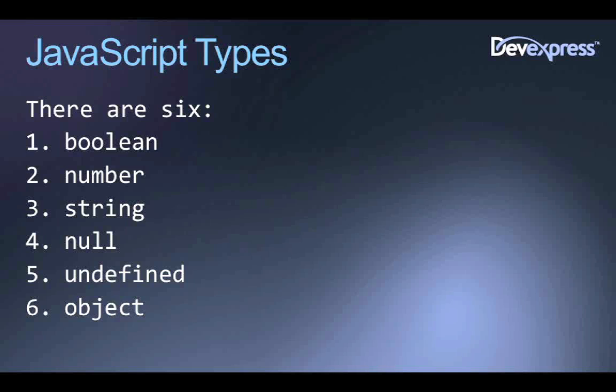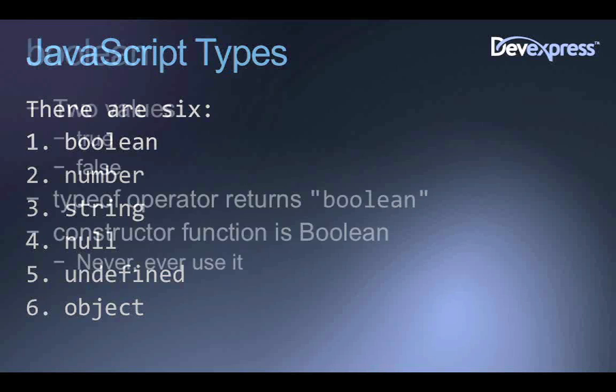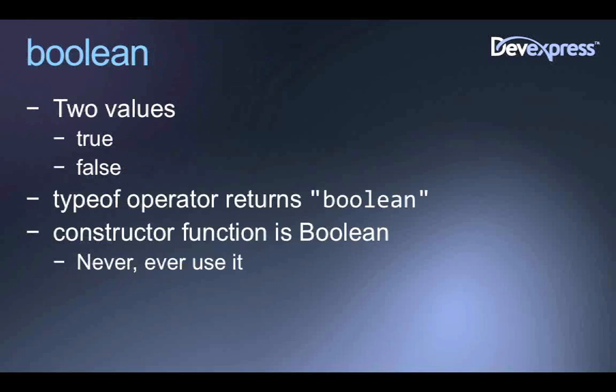We're going to start off with the first one. First one is pretty easy. It's Boolean. So there are 2 values here. There's true and there's false, just like in every other language practically. The typeof operator is a grand little thing. It will actually return a string, which is the word Boolean. The constructor function is Boolean.